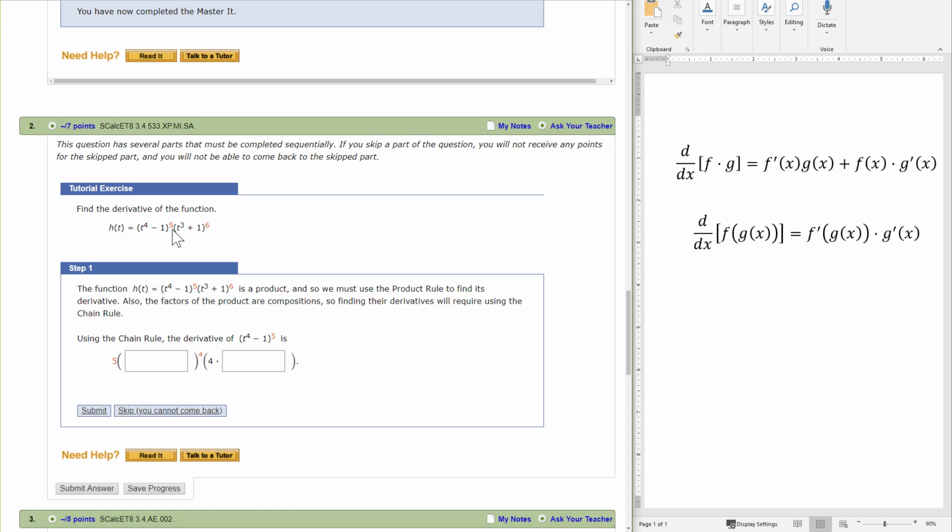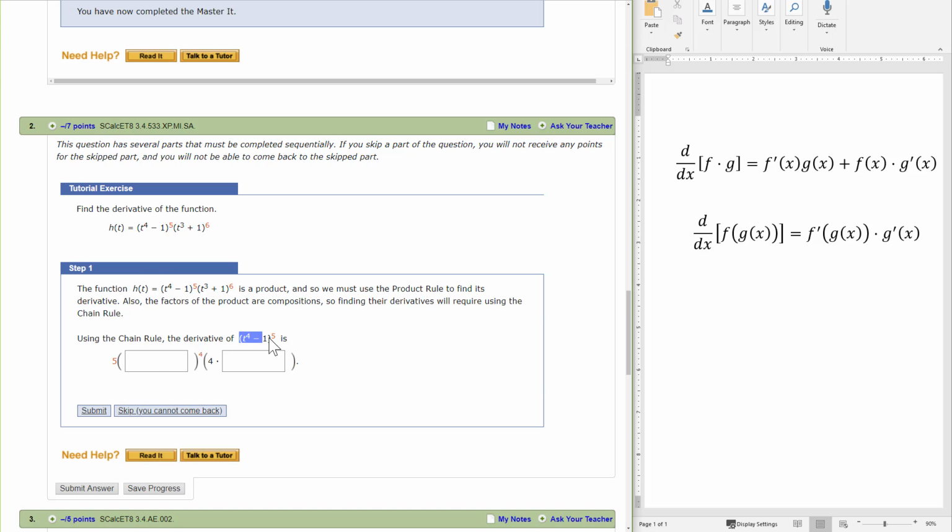And for each of these factors, it looks like it's a power rule that uses a chain rule. So over to the right here, I have the product rule and the chain rule, and so we'll use that. The function is a product, so we must use a product rule to find its derivative. Also, the factors are compositions, so we will use a chain rule.